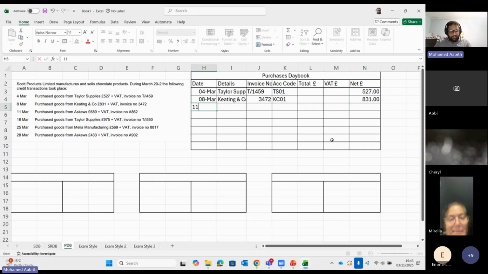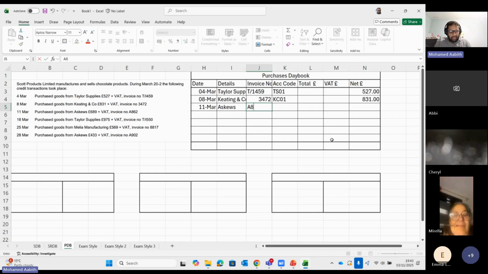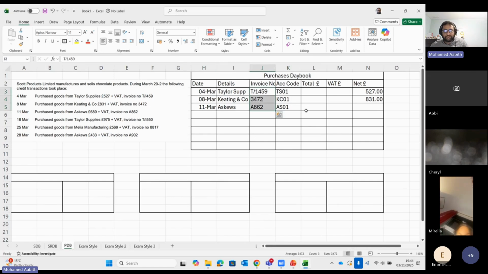The next one is going to be 11th of March, and we have Askews. The invoice number is A862, and it's going to be AS01. You may ask me why I'm using 01 for all of it. Maybe that's the first on that particular code, there's nothing on the same alphabetical order. So let's change this to this format.